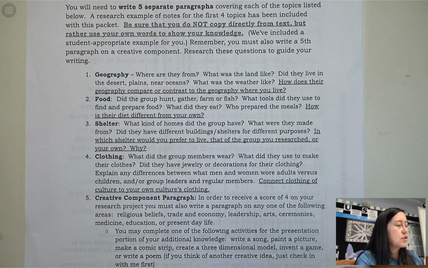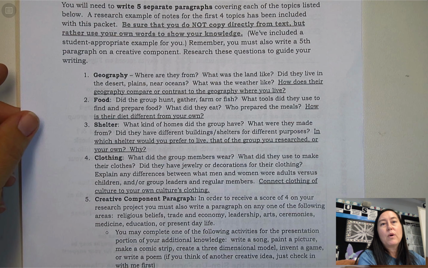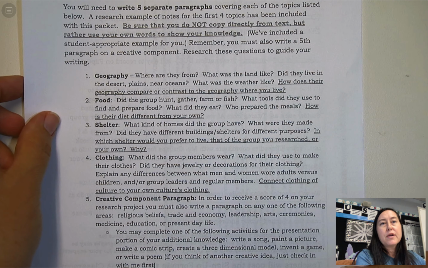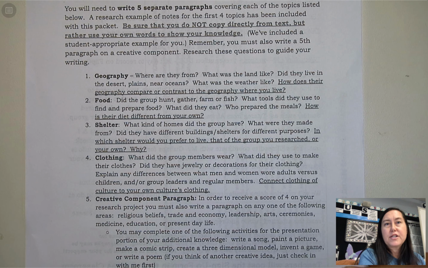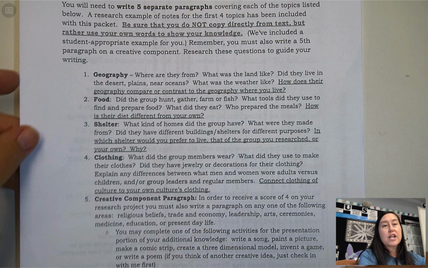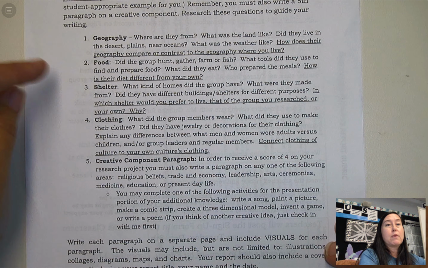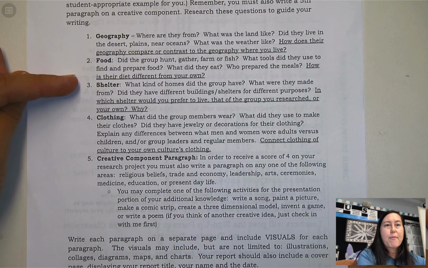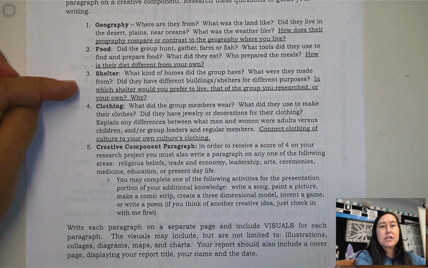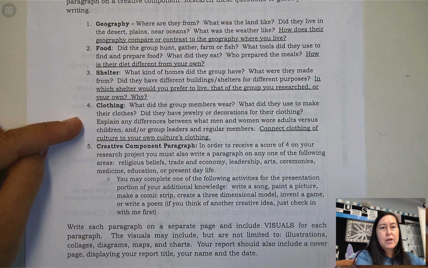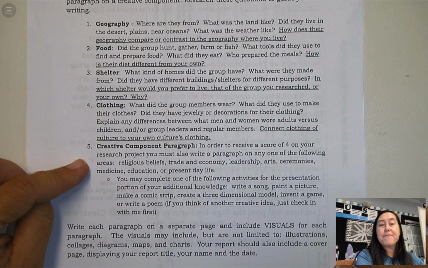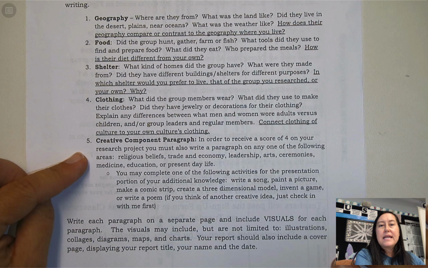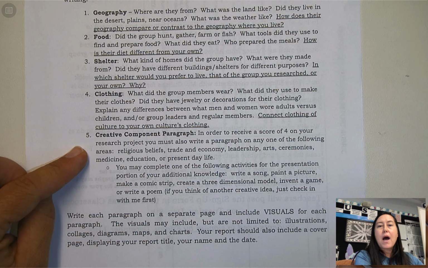We will share a student appropriate example, and we'll be working through a similar 5-paragraph project about the Kumeyaay together on Zoom so that your child can get a sense for what we mean when we say a paragraph about geography, a paragraph about food, a paragraph about shelter, a paragraph about clothing. And then the 5th creative component is a paragraph about some other related topic that they're interested in.